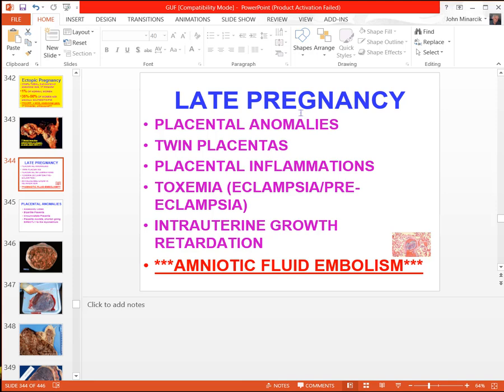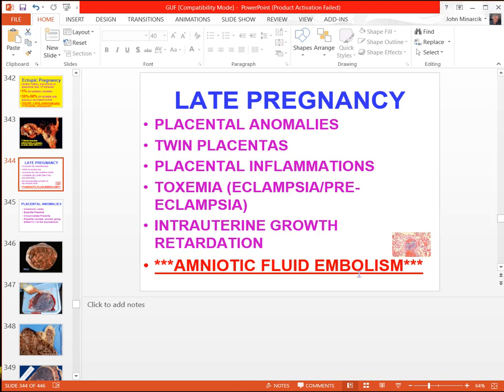One of the complications of late pregnancy, which is relatively rare, is that during delivery you could have a significant amount of amniotic fluid escape into the blood because they have large vascular spaces and a place where there's a large amount of amniotic fluid.